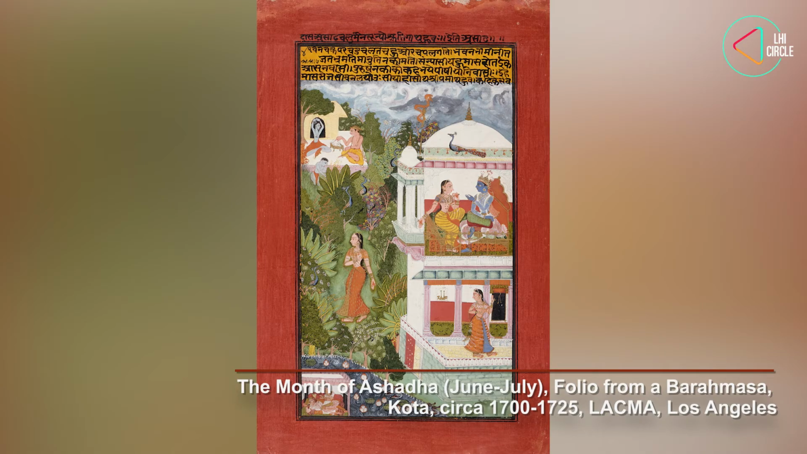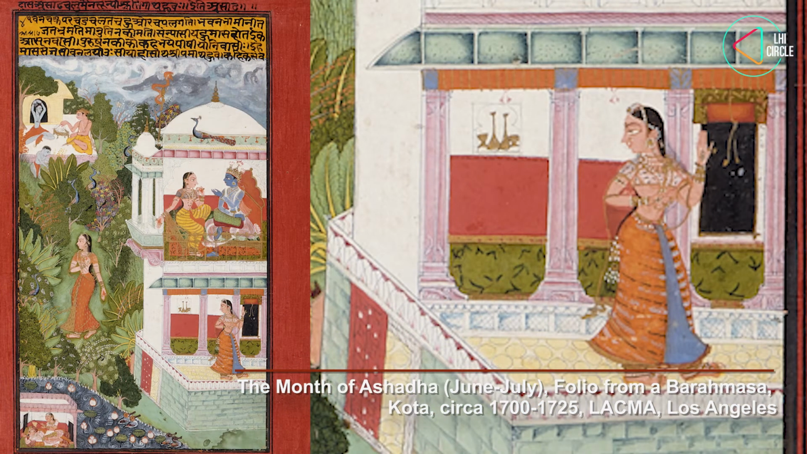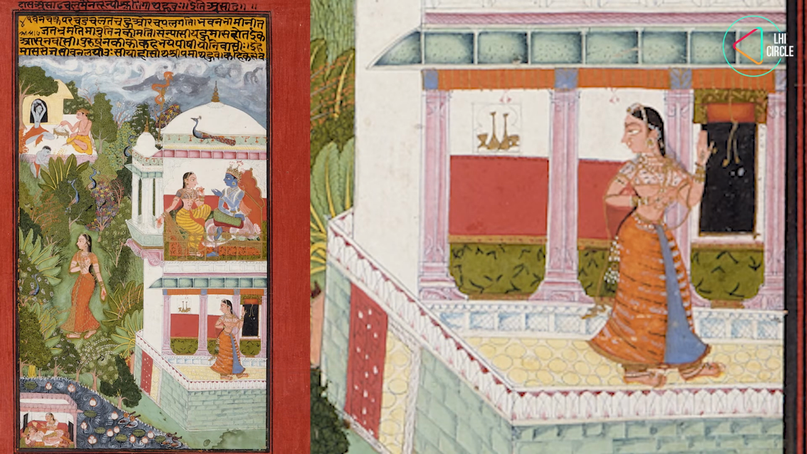The three folios depict an unbearable summer and the feeling of being parched and needing relief. With Ashad, rains are keenly awaited, except by the lovelorn heroine who wants to be reunited with her beloved before the season of love, monsoon, arrives.